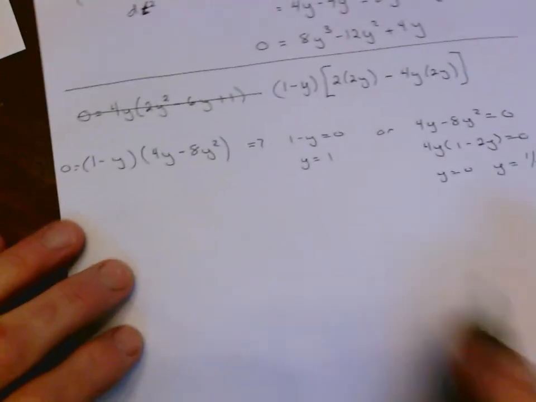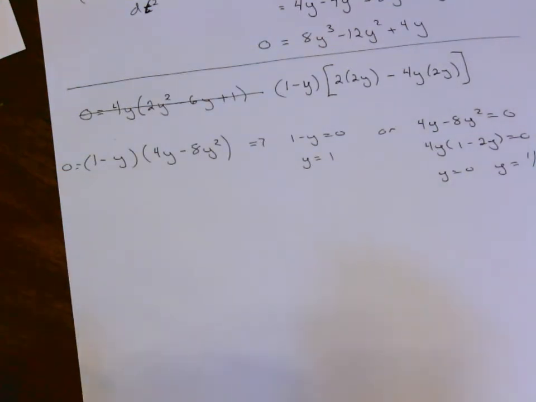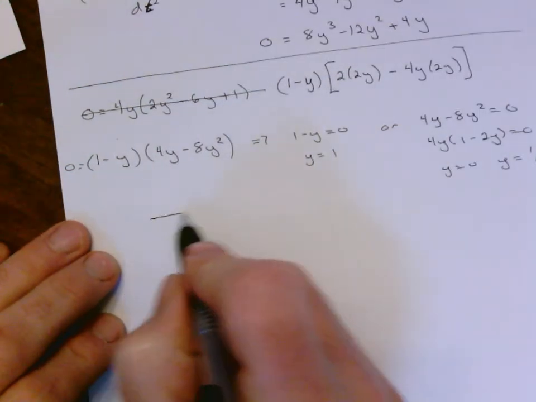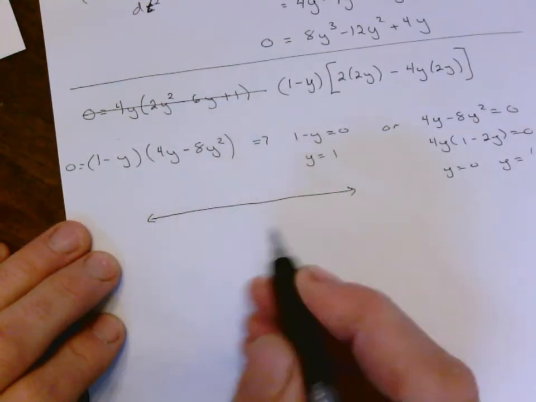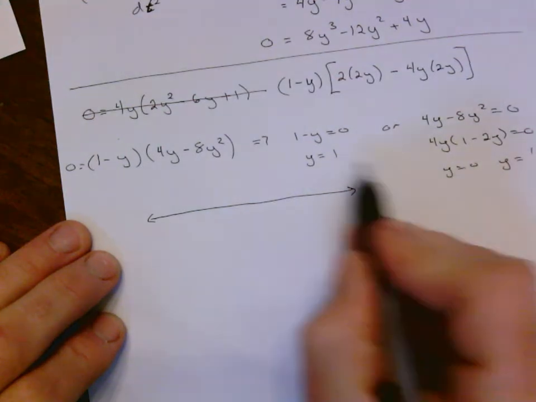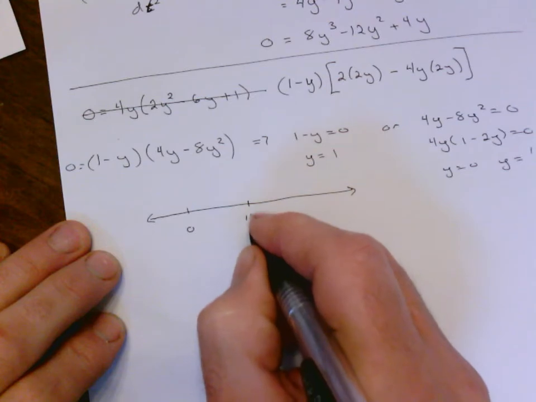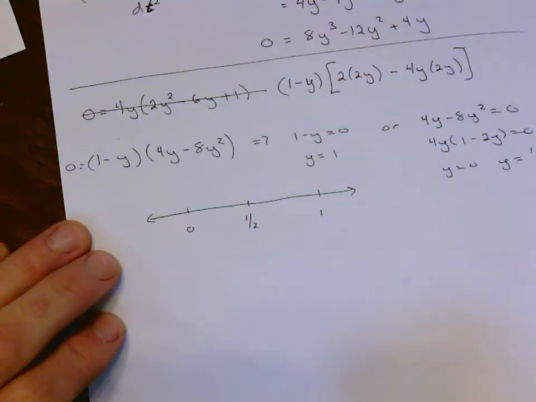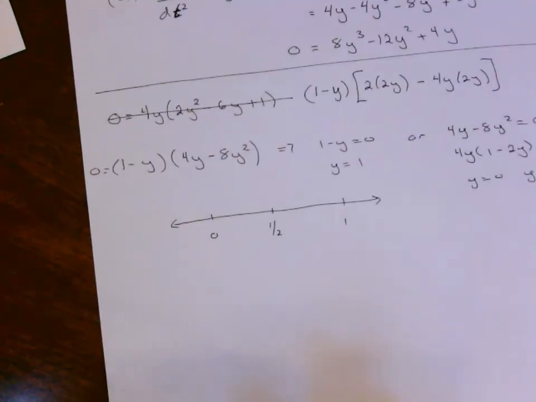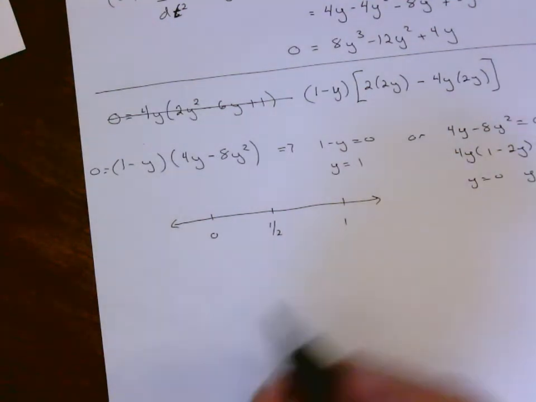Okay, so now we need to determine where it's going to be the max or the min values. So let's go ahead and do this on a number line. And so I have 0, 1, and a half. So 0, a half, and then 1. And I need to plug this back in to the thing I was taking the derivative of. Okay, so in plugging in these values, now we're only worried about time moving forward, right?